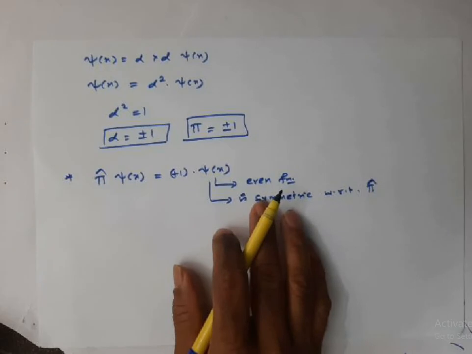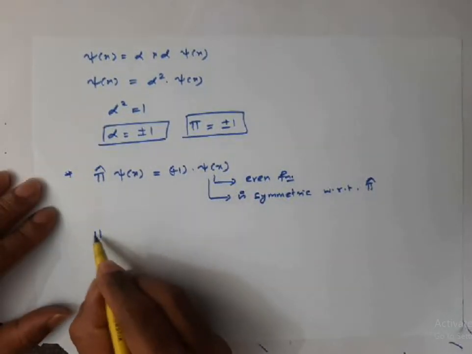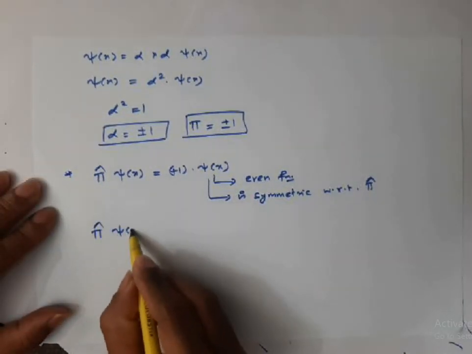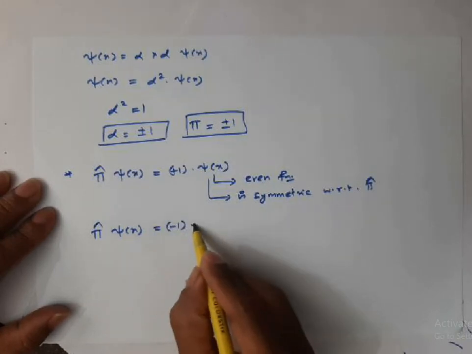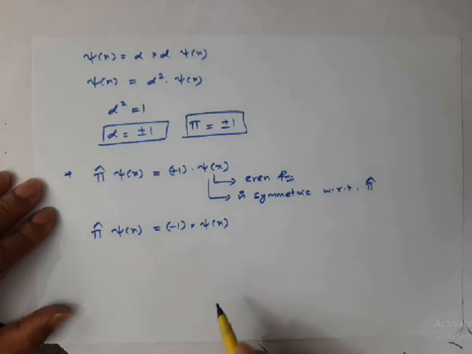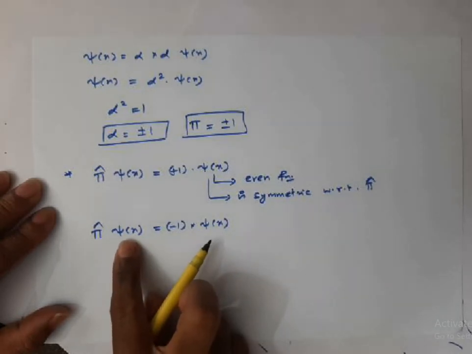Now similarly, if I apply the parity operator on the function psi of x and I get -1 as the eigenvalue multiplied by the same function, here also psi of x is an eigenfunction.